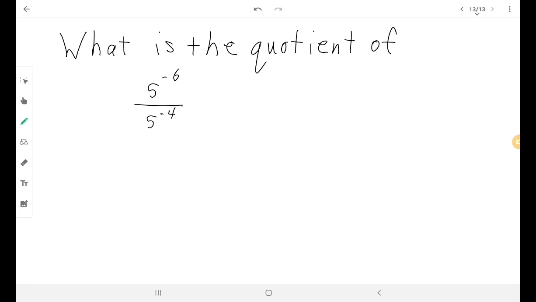What is the quotient of this? Quotient means the answer to a division problem. But I don't like it as a division problem. I'm going to turn it into a multiplication problem. That's going to be 5 to the negative 6th times the reciprocal of 5 to the negative 4th, which is just 5 to the 4th.